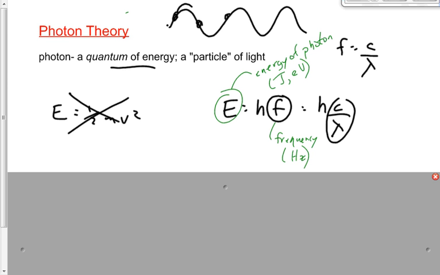So when you look at this equation that Einstein came up with, E is equal to h times f, you can tell right away that he's not discounting the wave theory of light. We can't talk about a frequency of something that doesn't have a wave nature, right? It has a wave nature. He's not saying it's not a wave. He's just saying it's also a particle. It also acts like the rock.